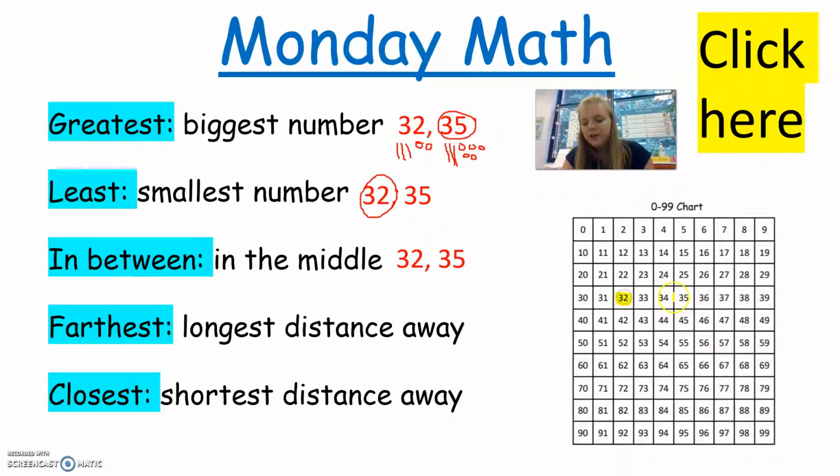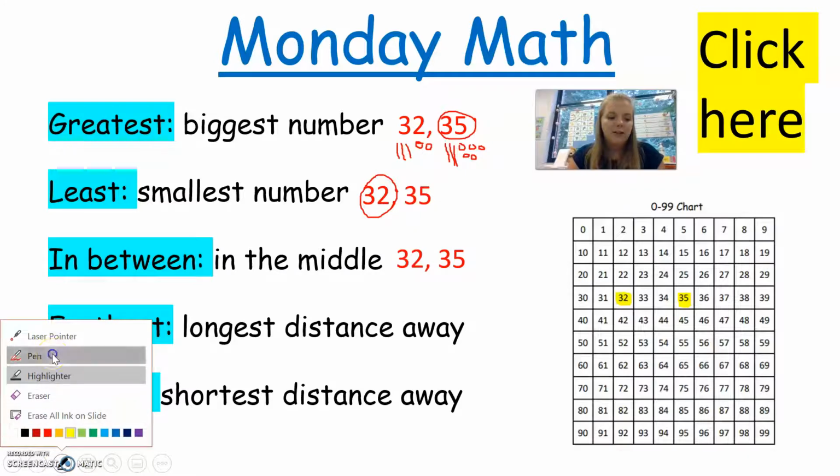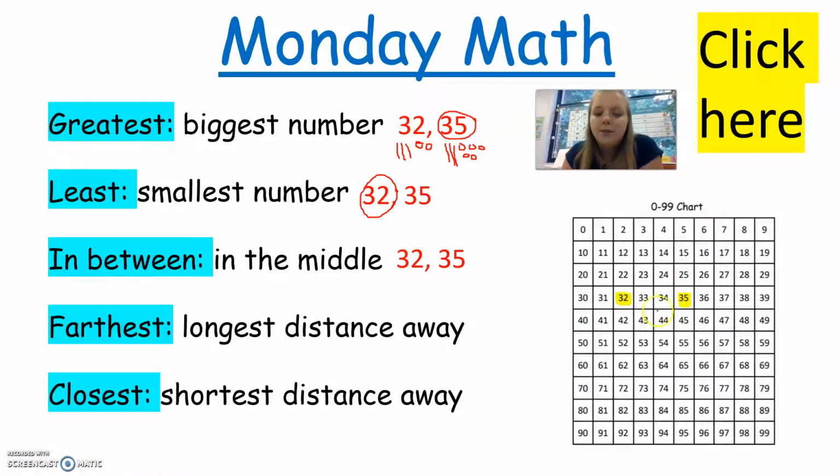So there's 32, and there's 35. I want to find a number in between. Okay, so what's a number I could pick that's in between 32 and 35? What's in the middle? Yep, I could pick 33 or 34. Those are both in between. So let's do 33. Okay, that came in between those two numbers.